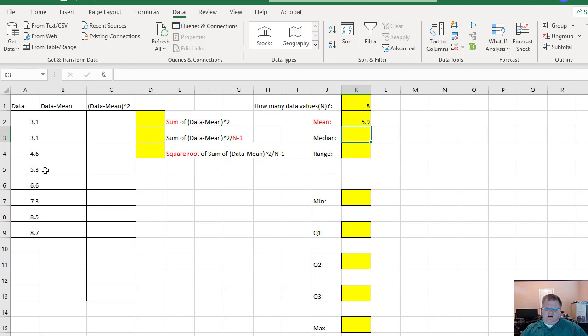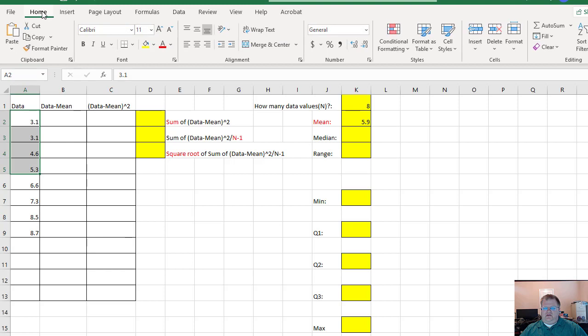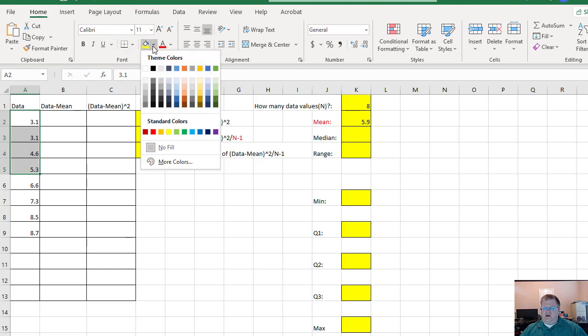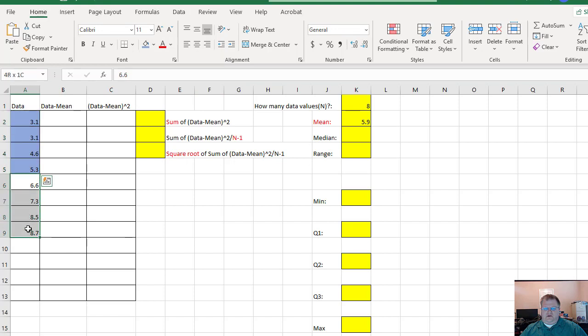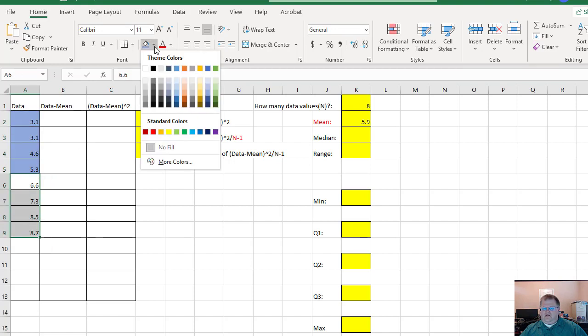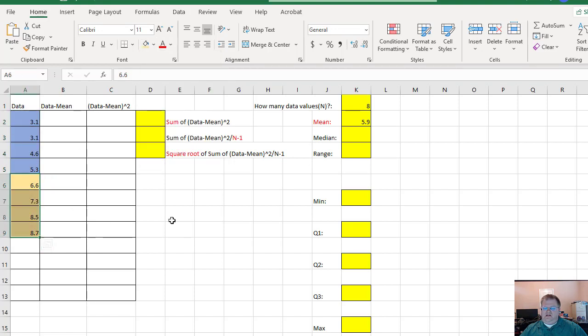The median, I want to find the halfway point. If there are 8 numbers, that means there are 4 above and 4 below a certain value. So I'm going to do a little coloring here. The coloring isn't important. It's just the idea that there are 4 numbers above, 4 numbers below. I just want to mentally keep that straight in my head.